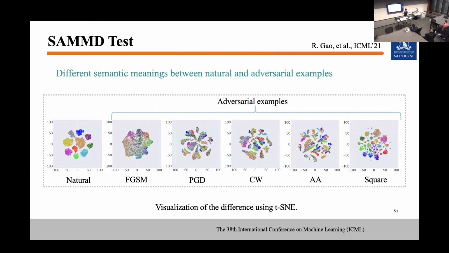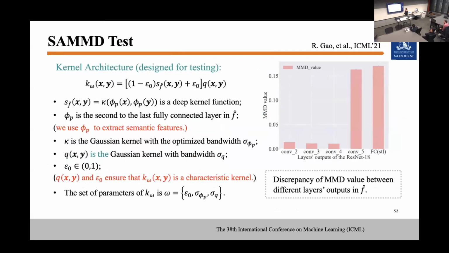So instead of training our deep kernel from scratch, we just use the network in our classifier, because in the second to last layer we can see the very different behavior here. Our design is very easy. It follows the same design as our previous paper, but we replace this with a semantic aware kernel. Here phi is just a part of the classifier, and it extracts the second to last layer's features.